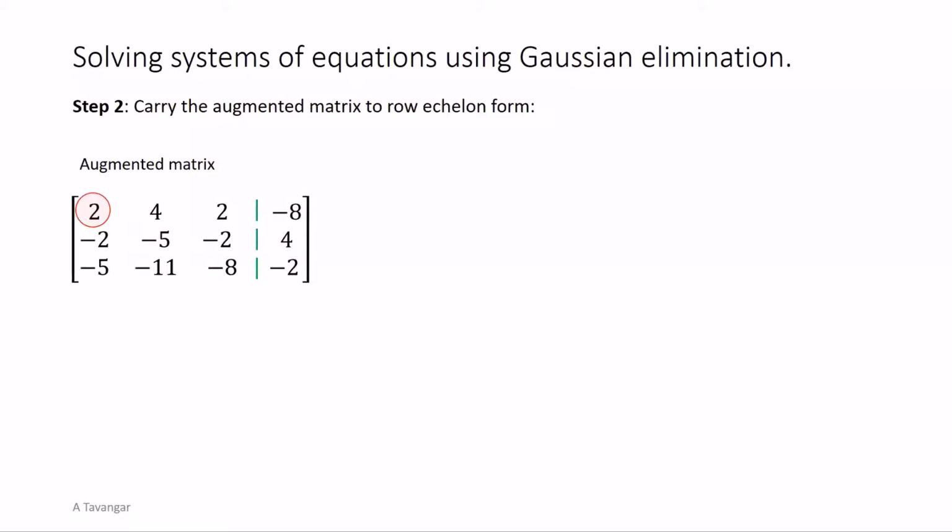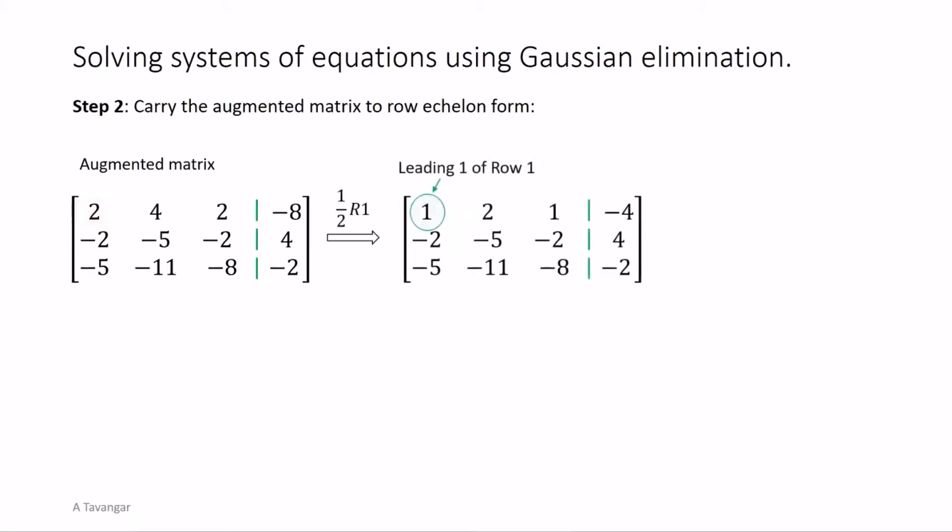The first step is to create a 1 in the upper left corner. So we multiply the first row by 1 over 2. This number 1 is called the leading 1 of the first row. Then we use this leading 1 to create zeros in the other positions of the first column, which are -2 and -5. This is done through row operations using the first row, which is the row that contains this leading 1.